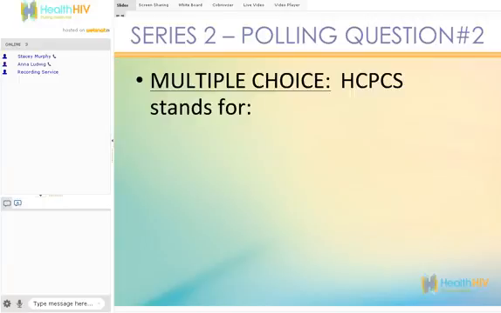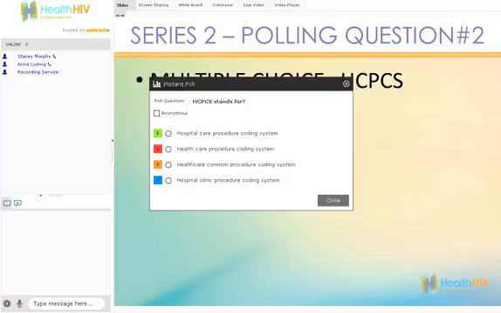So let's take a couple of minutes to do another polling question. The acronym HCPCS stands for: A, Hospital Care Procedure Coding System; B, Healthcare Procedure Coding System; C, Healthcare Common Procedure Coding System; or D, Hospital Clinic Procedure Coding System. Please take a moment to take the poll.